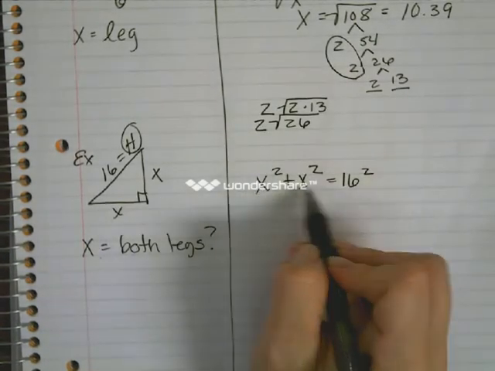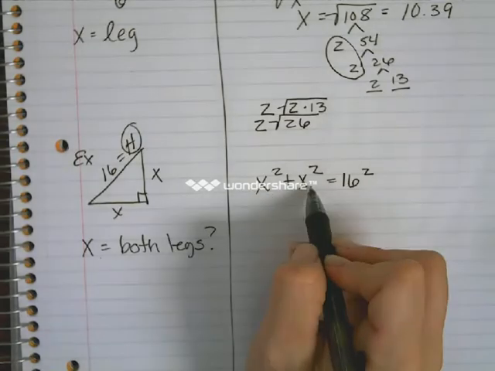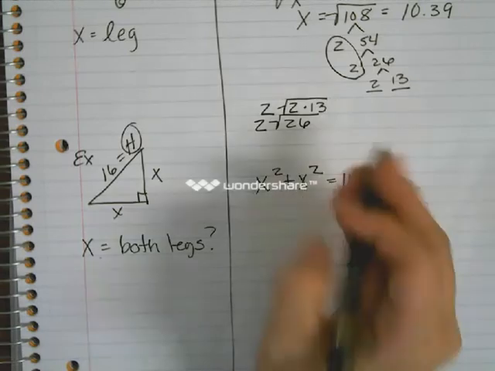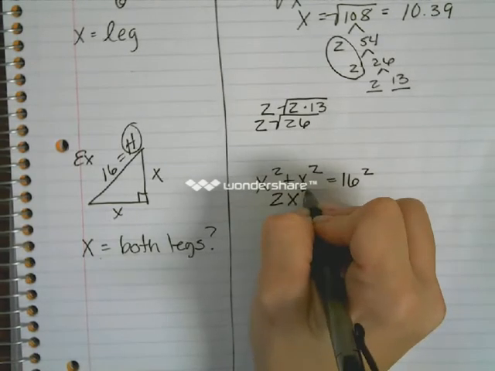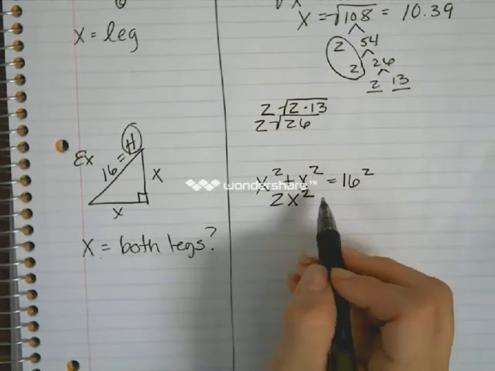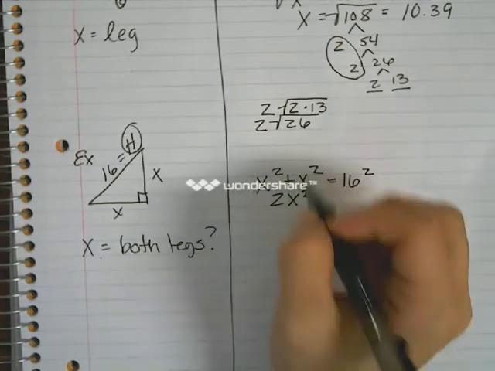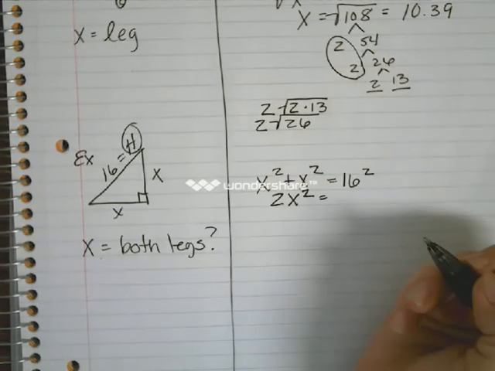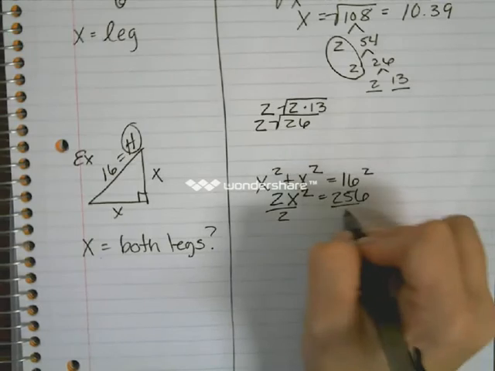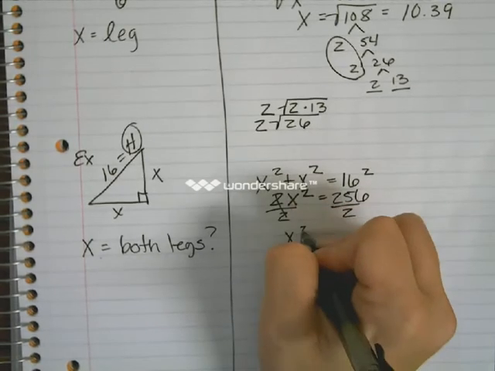Okay? If I have 1 apple and I add another apple, how many apples do I have? You have 2 apples. The coefficients get added, but the variable stays the same. Remember that from Algebra 1. I know it's been a while. 16 squared is 256. Divide by 2. x squared equals 128. Take the square root.